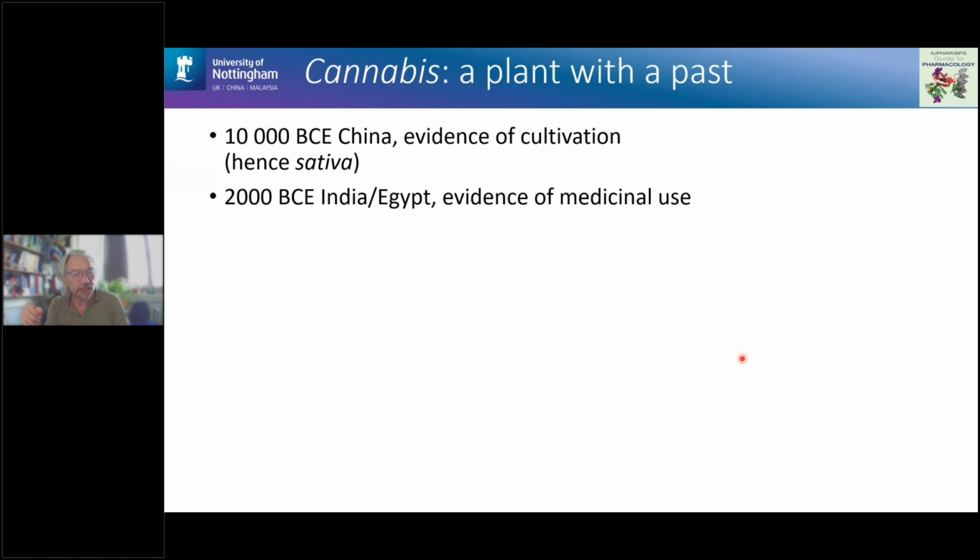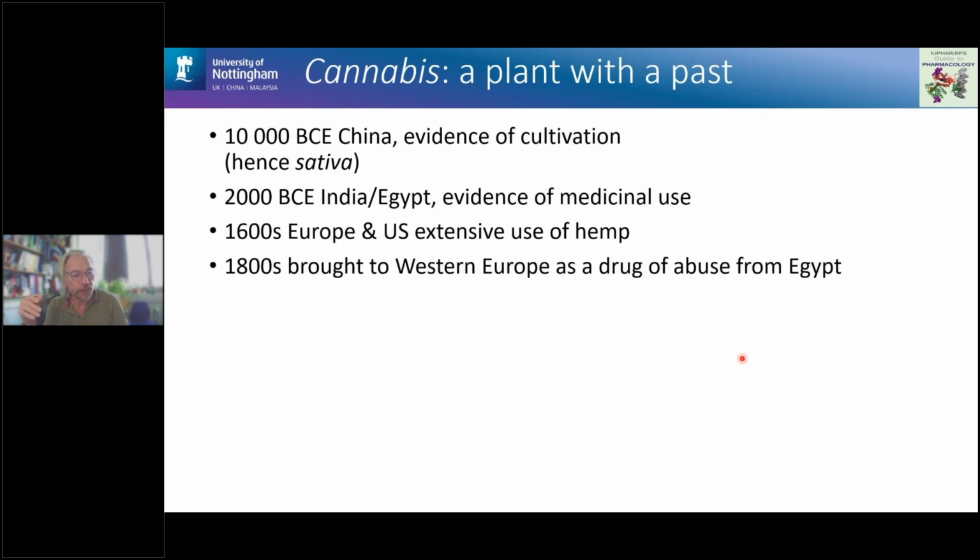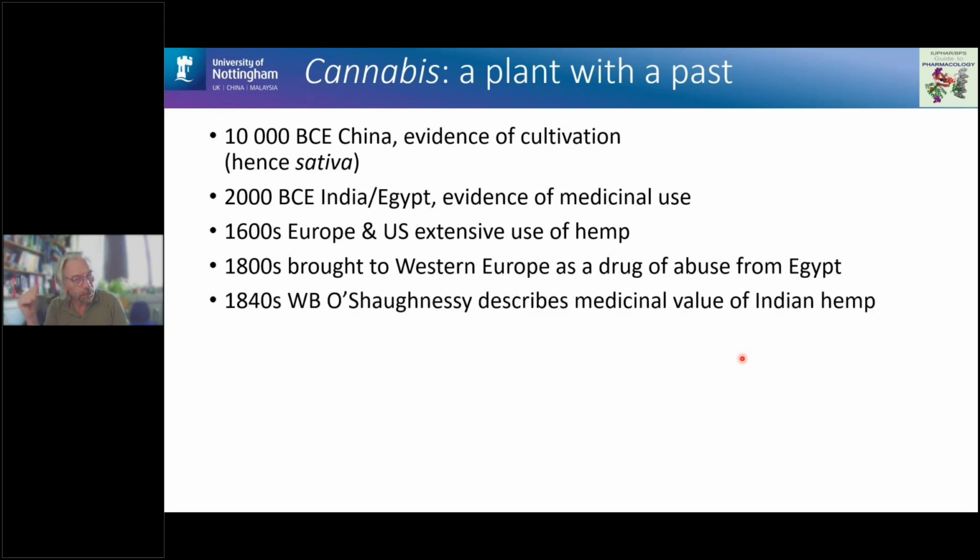The history of medicinal use of cannabis dates back to the history of medicine in India and Egypt. In Western Europe and the US, there was a heavy use of hemp, which is the basis for the fiber for rope and sail, and so allowed exploration of the new worlds. But it was really only as a drug of abuse that the Napoleonic Wars meant that people coming back from Egypt in particular brought cannabis for smoking and consumption in those ways.